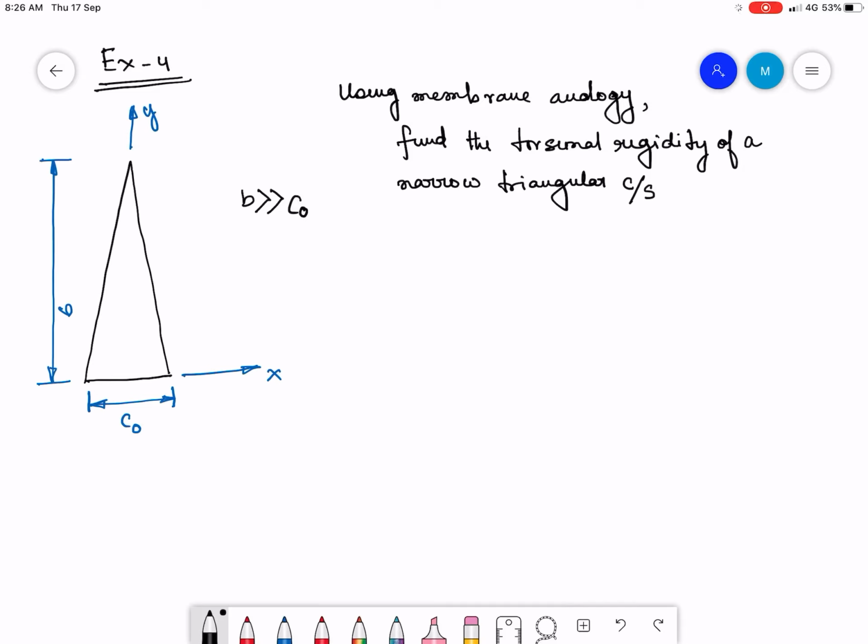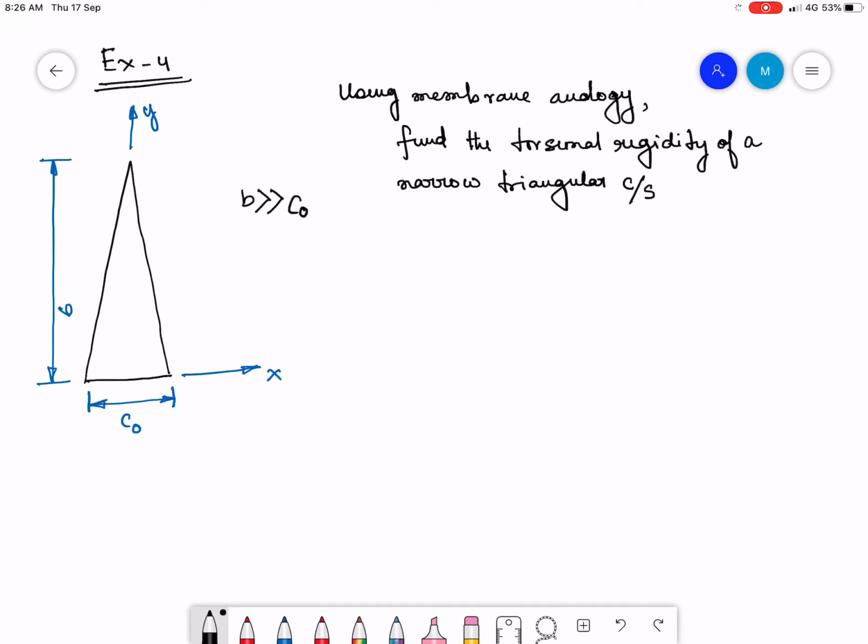Now, how are we going to solve this? Again, try to visualize the deformation of the analogous membrane for this narrow triangular cross section. Try to make the assumptions that we had made for a similar narrow rectangular cross section, and let us see if we can get a good approximation of the deformation and thereby a good approximation of the stress function.